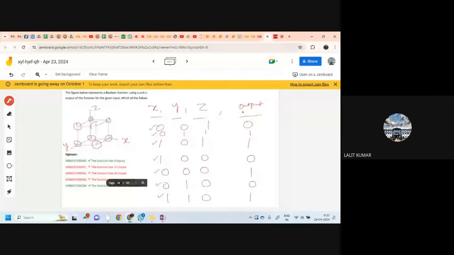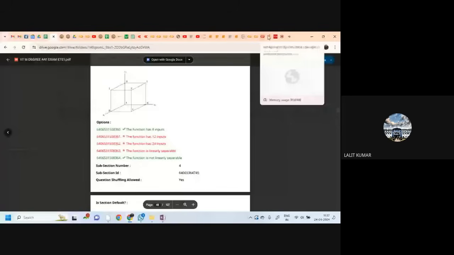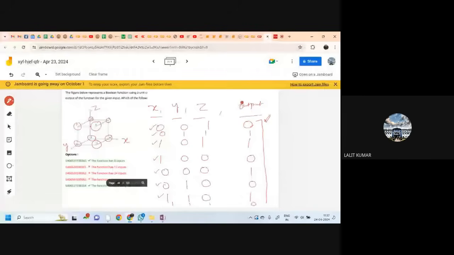Okay, we have forgotten this. 1 1 1 0. So these are the combinations, so the function inputs. The function is not linearly separable. So how is it not linearly separable? Because 1 1 1 is also 0, and 0 0 0 is 1. So 1 is here, 1 is here.